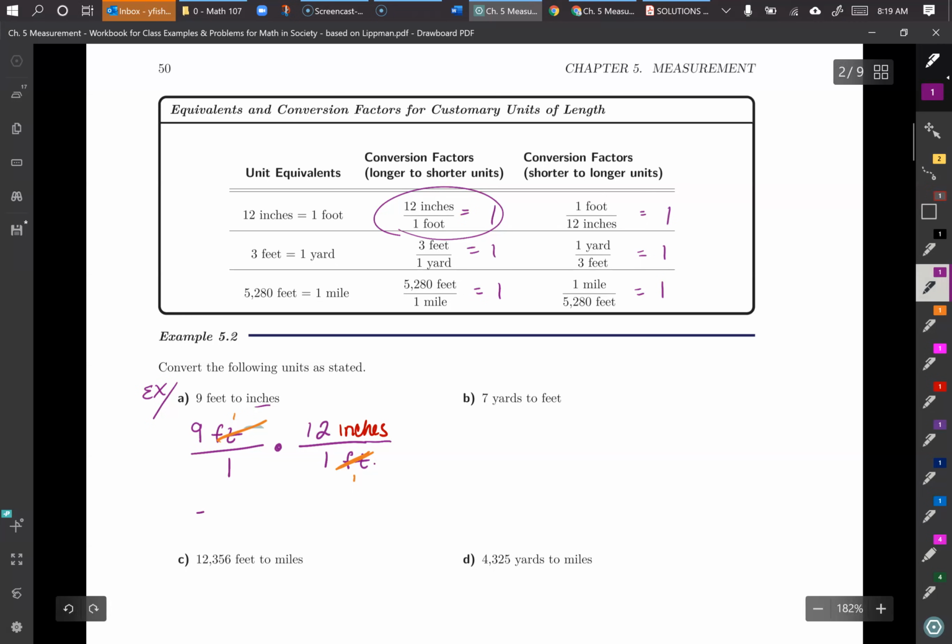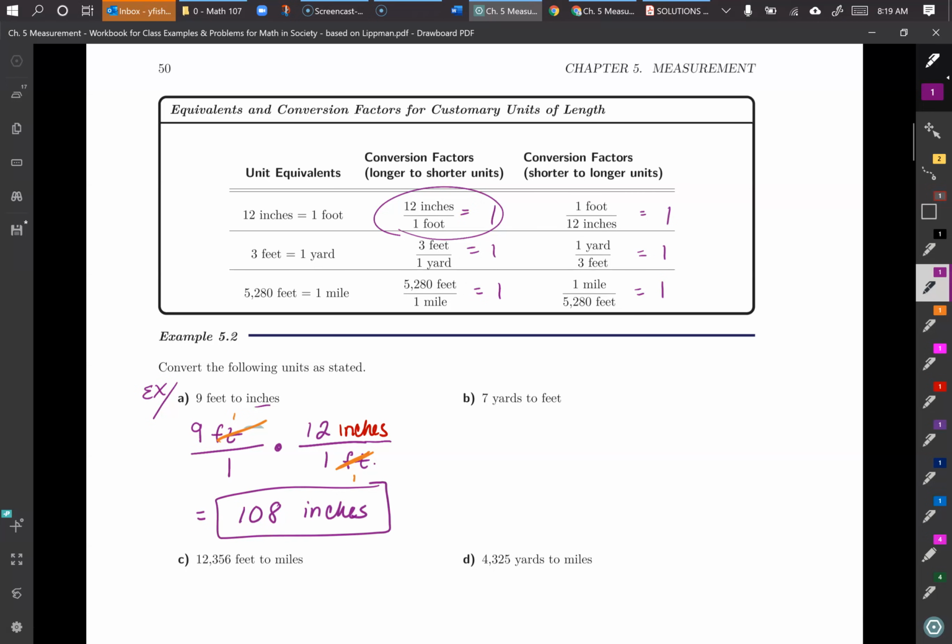When we work this out, we're just going to multiply across the tops. 9 times the 12 inches. Make sure you also write the unit. So we get 108 inches, and that's that.